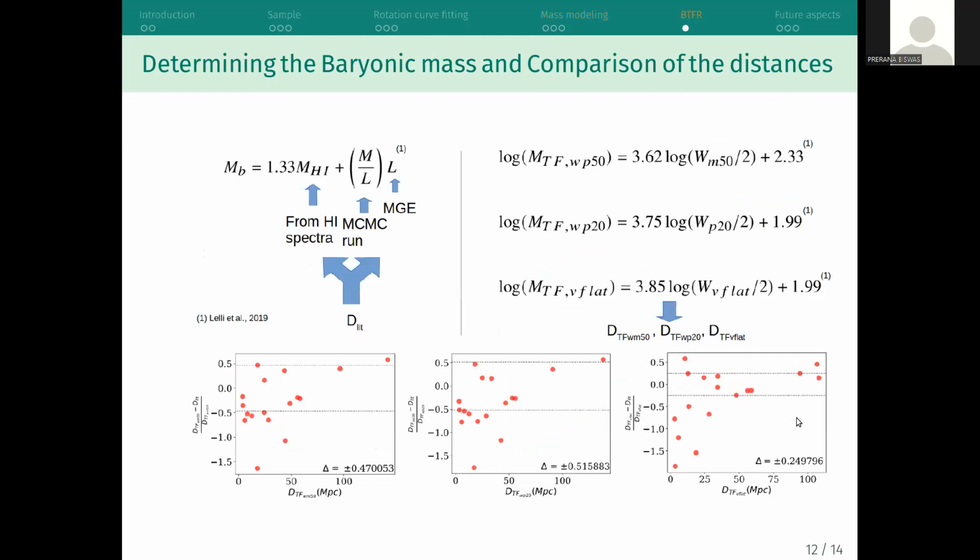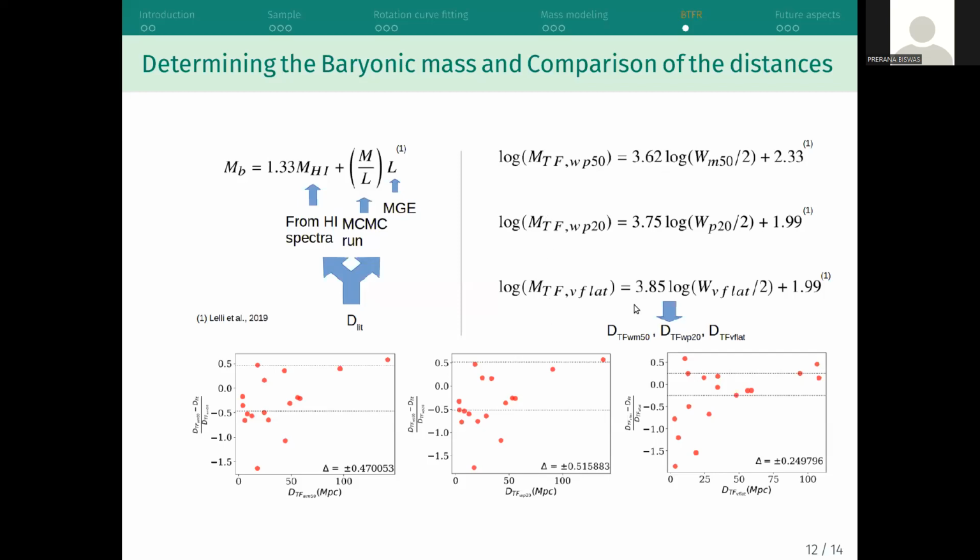Okay, now what we do is compare the distances found by both methods. So first of all, we took the distance from the literature and found the mass of the HI. And from the MCMC code, we got the mass-to-light ratio. And from the MGE code, we got the total light and found the baryonic mass. And then here, we previously had W, V flat, W_P20 and W_M50. Then we took the best known Tully-Fisher relation from the literature, which is from Lelli et al., and found the baryonic mass.